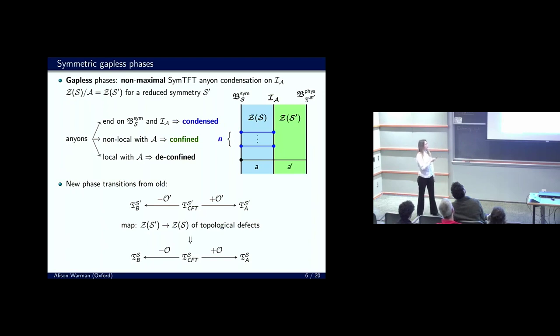Therefore, if we have some anyons which are non-local with the ones in our algebra, i.e. they have some non-trivial braiding, these must be confined to this interface. They cannot go through, because if they did, they would have some non-trivial braiding with the identity, which is clearly inconsistent. So we have some confined anyons, whereas the ones which are local with the algebra, so which have trivial braiding, can consistently go through and become mapped to an anyon A prime in Z of S prime.